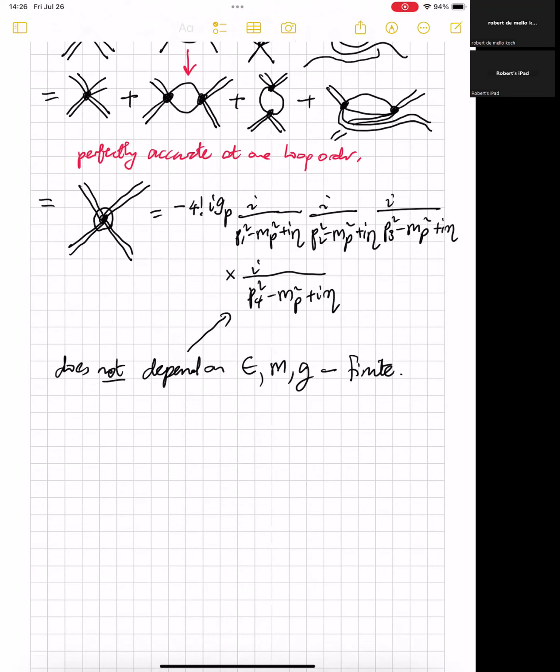Now, what you can see is, even though our theory depends on m and g, which are divergent quantities, and epsilon, which is going to 0, after we've done the computation, things only depend on the physical mass and the physical coupling. So the way that Feynman, Schwinger, and Tomonaga would describe this, they would say that the bare mass and the bare charge are infinite, but correlation functions, when they're evaluated, they give a finite answer.